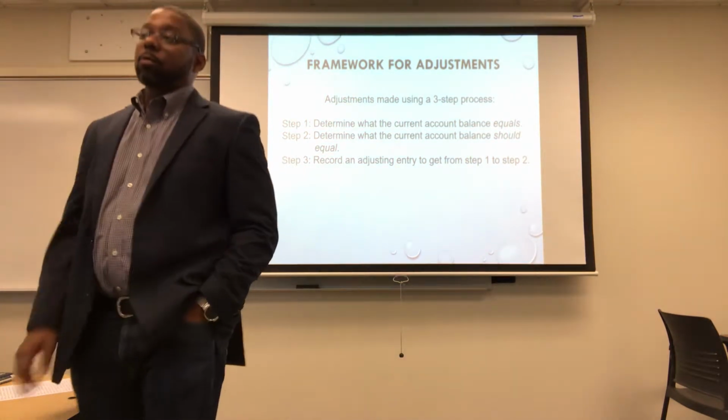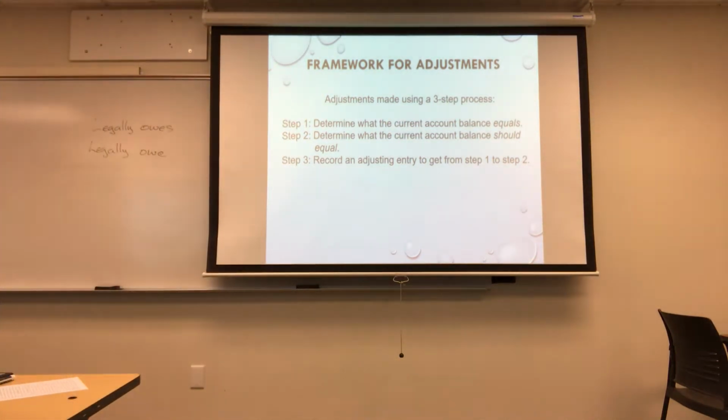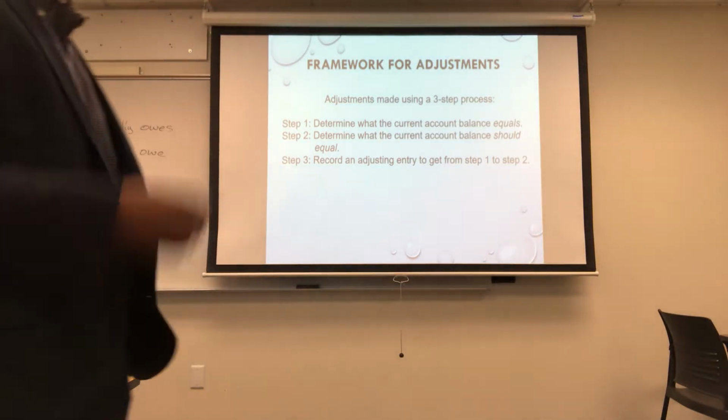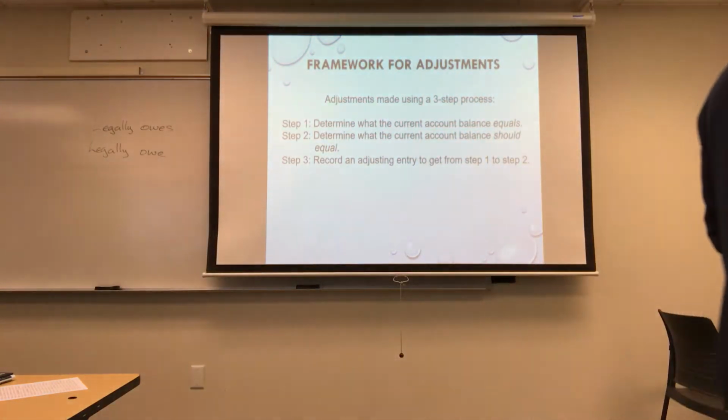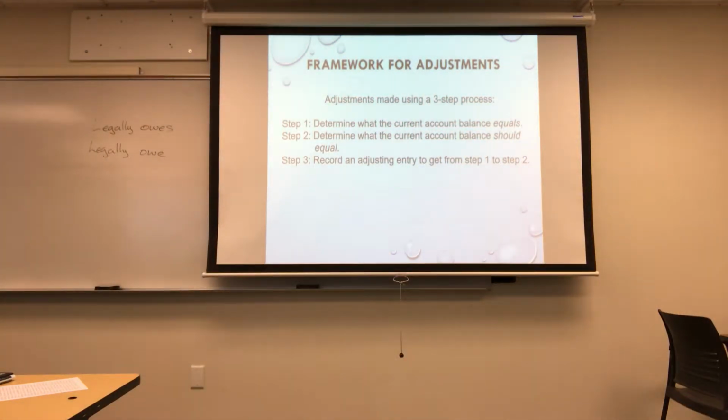So first, you want to look at the current account balance. The second thing you want to do is figure out where you want that account balance to be. Where are you and where are you going? And then last but not least, is figure out how to get there. What's the adjusting entry to take you from step 1 to step 2?